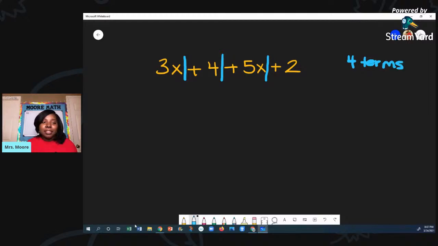What are my like terms? What stands out to you? What looks similar to each other? 3x, and what else? The only other term that has an x. 5x. I know you said that. But also, is there anything like this 4? Like it doesn't have a variable. It's just 4. 4 is 4. Well, 2. It's by itself too. Okay? 4 and 2 are like terms. So put them in a box.